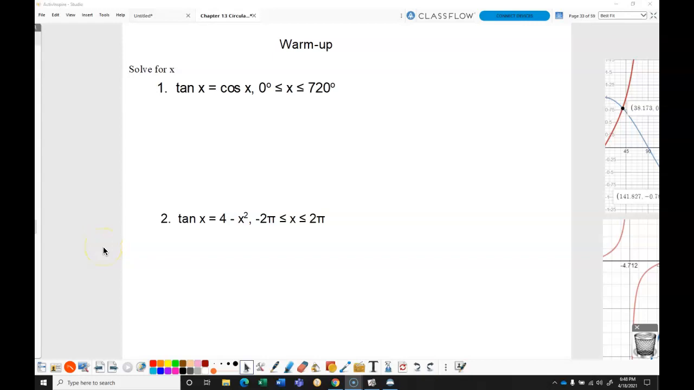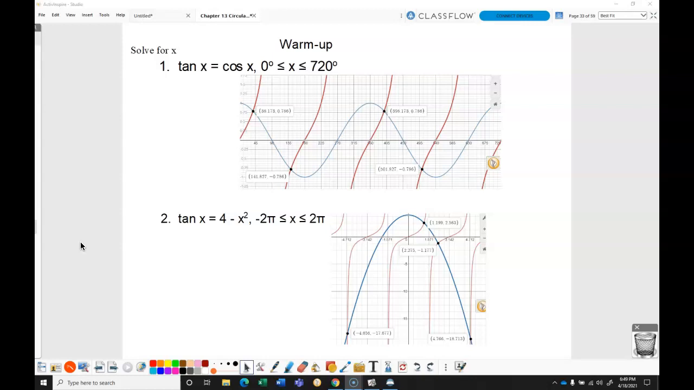So here is your warm-up for today. I believe we are on May 19th right now. Okay, so you need to be finding all the places where the tangent equals the cosine from 0 to 270, and then find where the tangent equals 4 minus x squared from negative 2 pi to positive 2 pi.